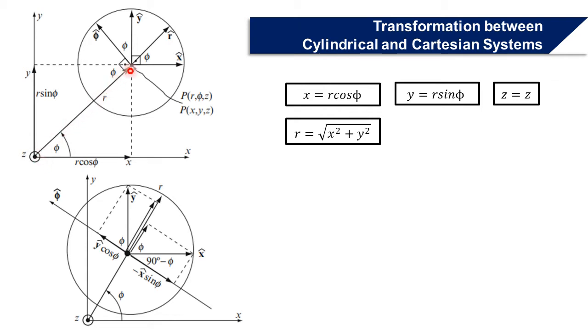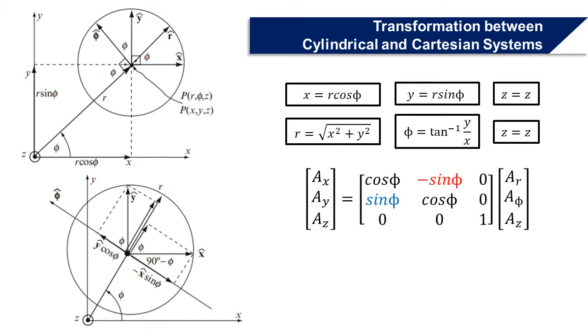Ito yung r, ito yung y natin, and ito yung x. Therefore, r is equal to the square root of x squared plus y squared. And yung theta naman, yung theta ay yung phi. Yun yung angle natin, di ba? Angle ng phi. To get that, using the Cartesian coordinate system, we get the inverse tangent, or the arctan of y over x. And of course, yung z natin is always equal to z sa cylindrical and Cartesian system.